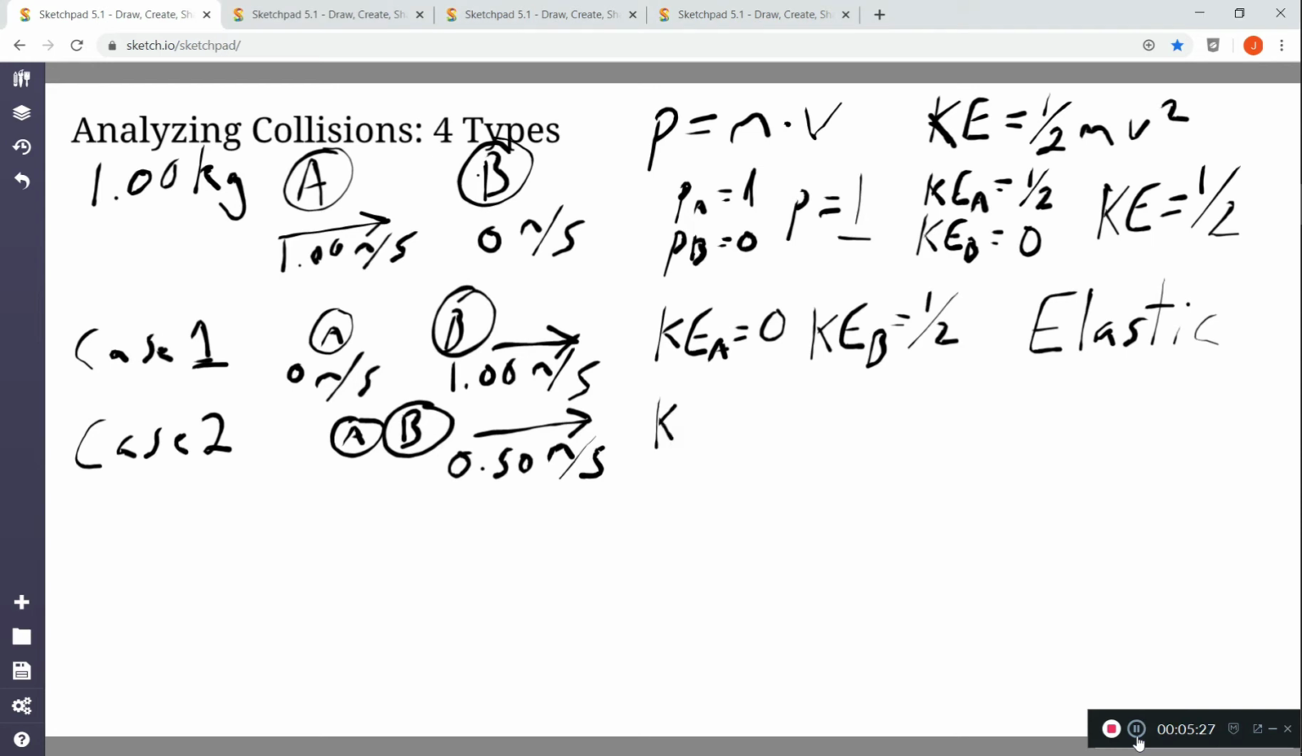The kinetic energy of A is 1/2 times the mass times the velocity squared. Well, 1/2 times 1 times the velocity of 1/2 squared is going to be 1/8. And the kinetic energy of B is going to be the same. So we actually end up with a total kinetic energy of 1/4, which is less than what we started with. This is called a perfectly inelastic system.